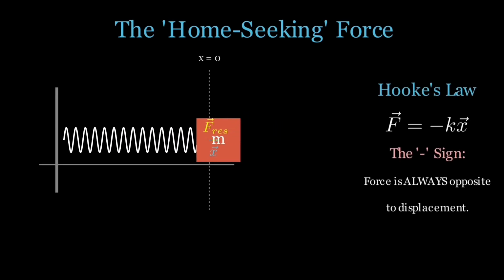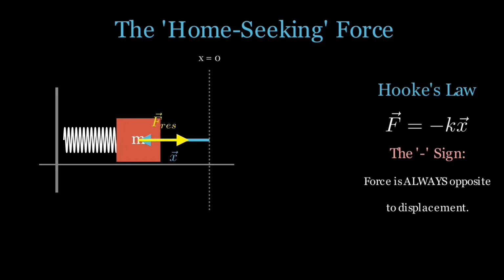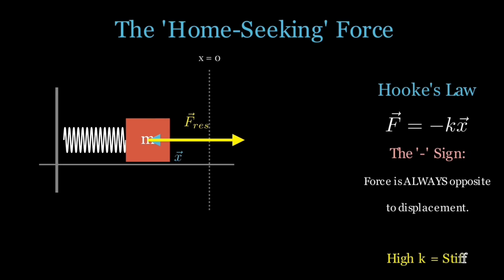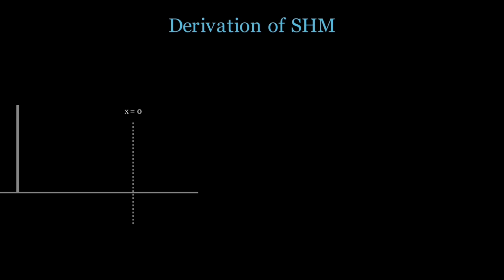That negative sign is crucial, it tells us the force is always opposite to the displacement. The constant, k, represents the stiffness. A high k means a very stiff spring that fights back hard. Now, let's look at the physics behind the movement.